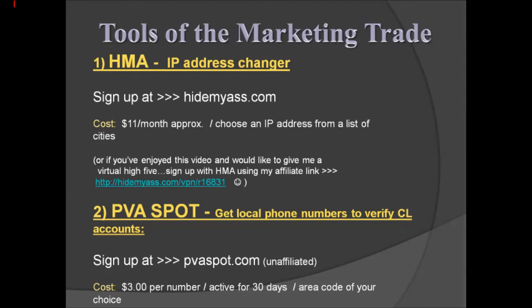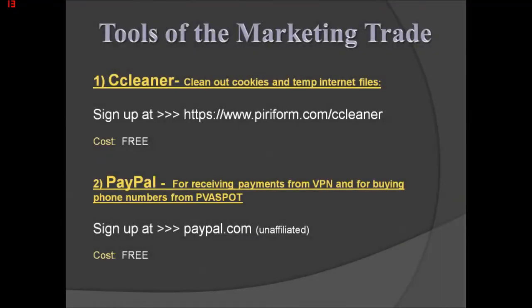The second thing is how to get the different local phone numbers for different areas. You're going to sign up at pvaspot.com. I'm unaffiliated here, so you can go straight to pvaspot.com and sign up there. It's $3 per number. That's a geo-targeted number, active for 30 days. There's a list. You pick the city where you want to go, click it, and it'll populate numbers with that specific area code. So completely essential.